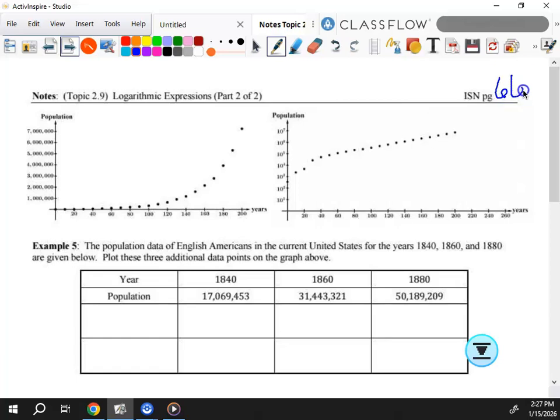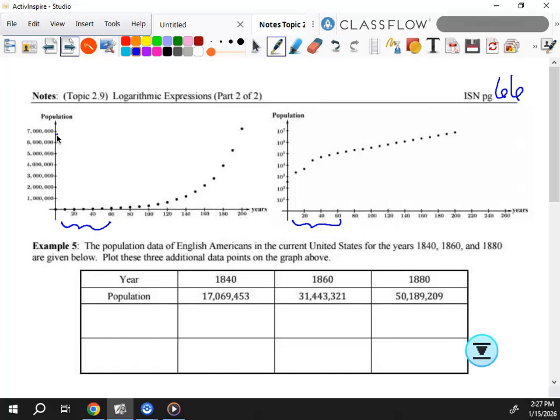Page 66 here. All right, so again, same graphs. We're looking at this, right? Okay, so then the population for 1840, 1860, 1880 is given below. So in 1840, the population went to 17 million. This only goes to 7 million. 17 would have to be way up there.